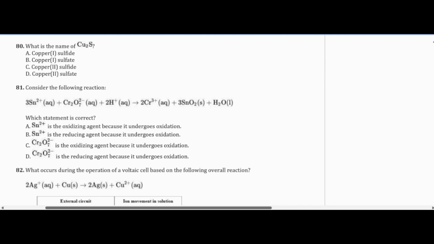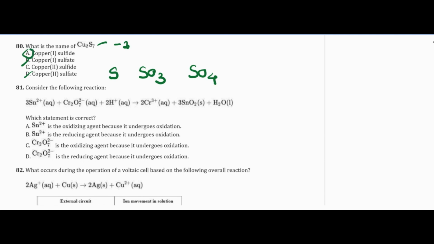80. What is the name of that substance? So it won't be sulfate. Sulfate is SO4. We have, so this will be sulfide. So that's sulfide. That's sulfite. That's sulfate. So learn the difference. Make sure you know the difference. And then, well, the sulfide has a charge of -2. If we need 2 coppers, it means the copper must be 1. Copper 1 sulfide.